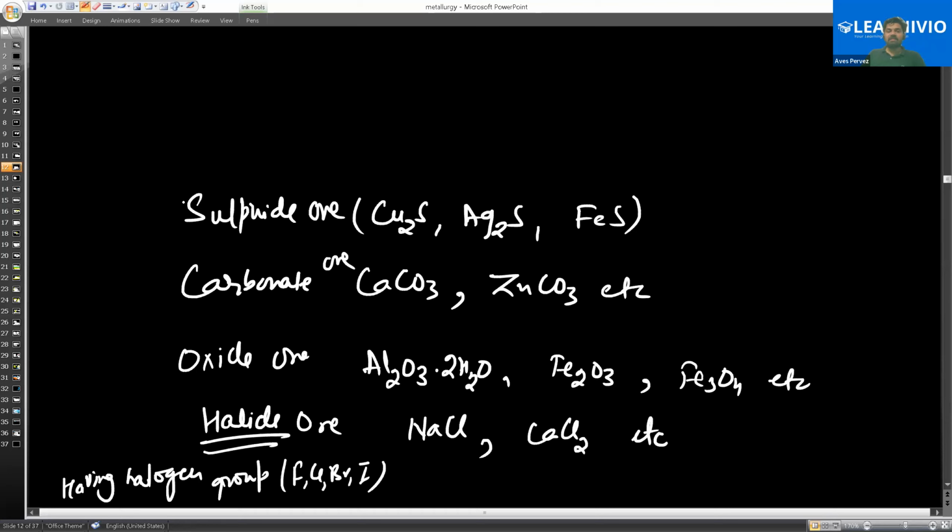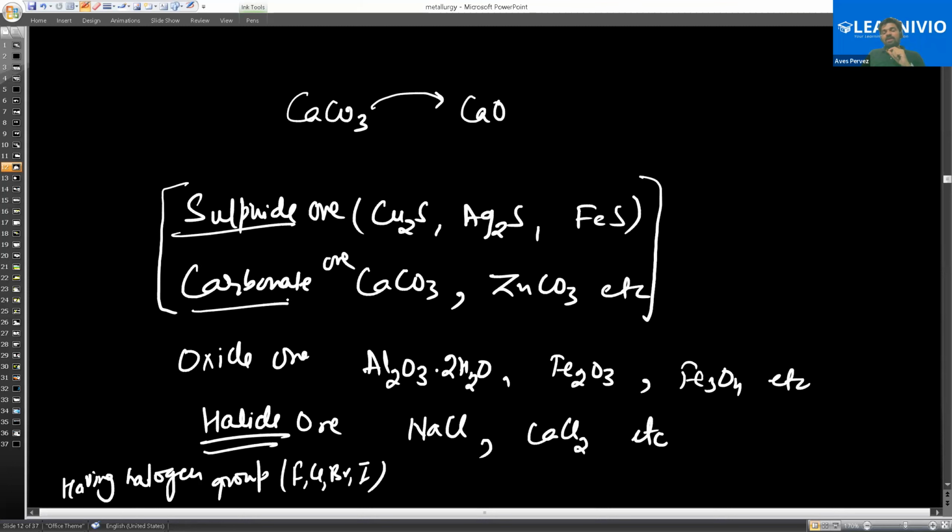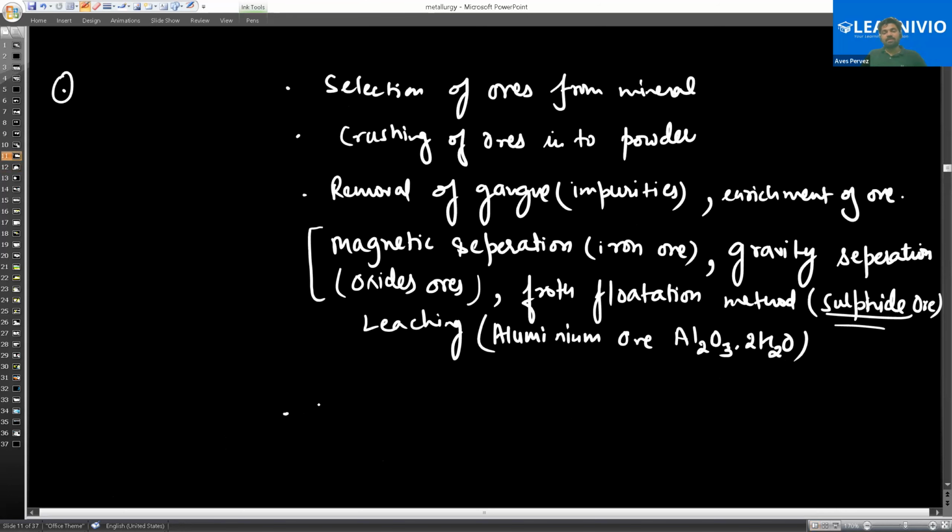Mainly, if I'm talking about the sulfide ores and carbonate ores, before we extract the metal from them, they are first converted into their oxide form. For example, if you have CaCO3, calcium carbonate, first you will convert it into calcium oxide. Both sulfide ore and carbonate ore are converted into their oxide form by different methods. The next step is bringing the ore into oxide form.